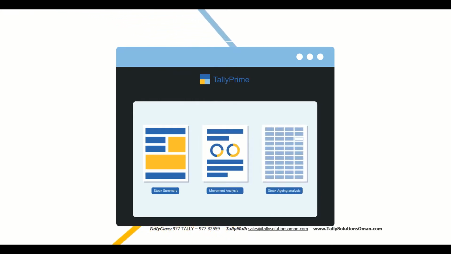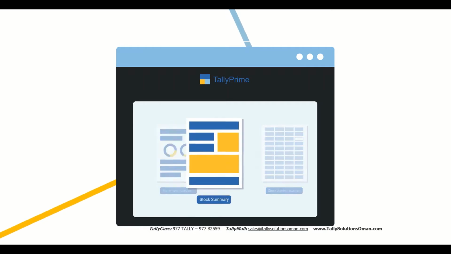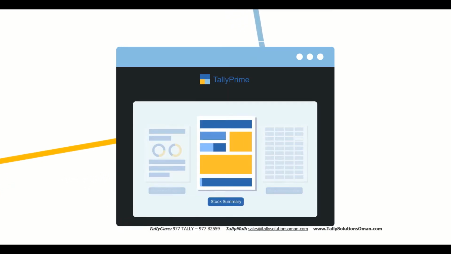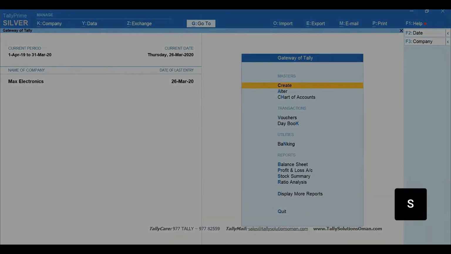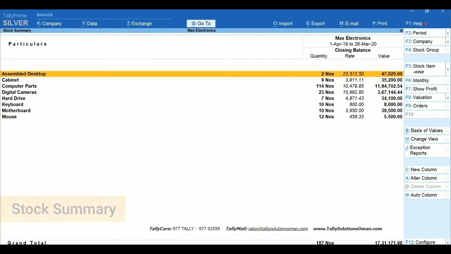Let's start with stock summary. Stock summary is a statement that displays the closing stock held on a given date and other useful information. From Gateway of Tally, press S for stock summary. If stock items are grouped like how Max Electronics have done, stock summary displays stock group-wise summary by default.